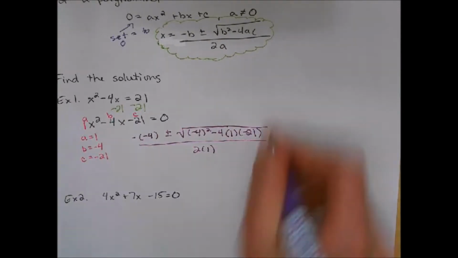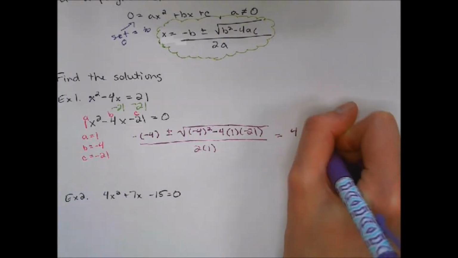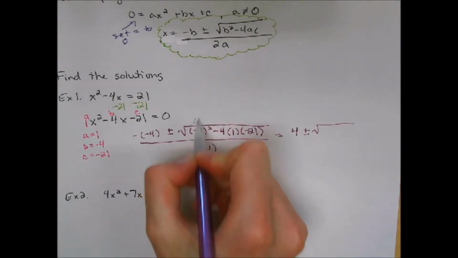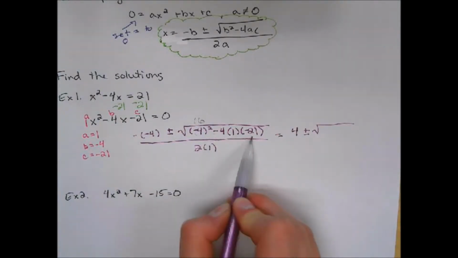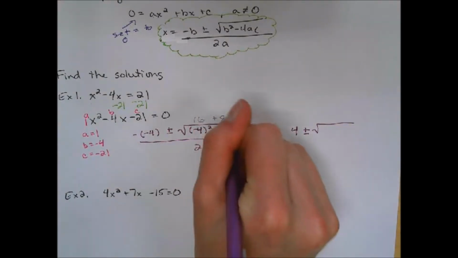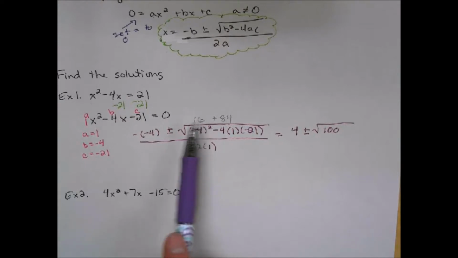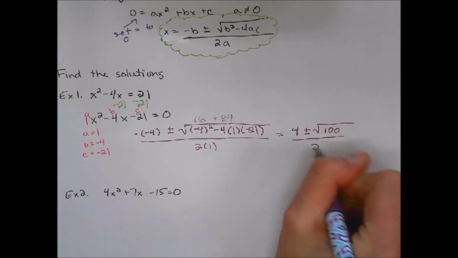Now we can simplify. On the top, we have positive 4 plus or minus the square root. Here I have 16, negative 4 squared. Negative 4 times 1 times negative 21, that's positive 84. 16 plus 84 is 100. Now it's really important that we do this inside piece correctly. A negative times a negative gives us a positive 84. And this is all over 2.